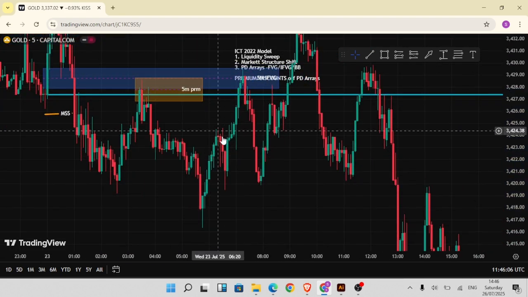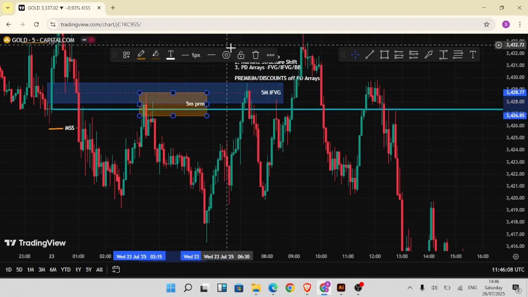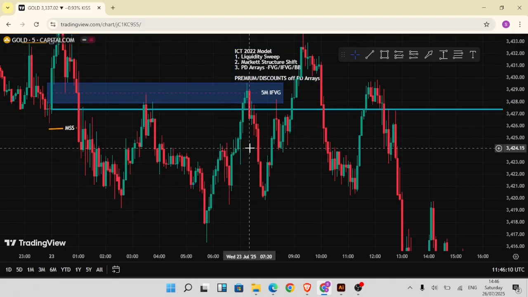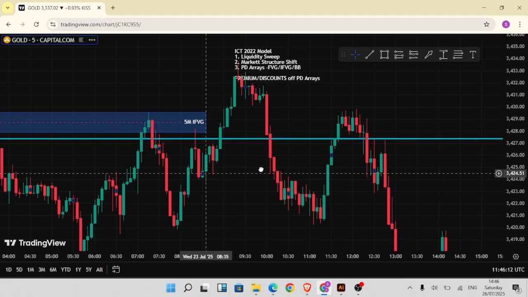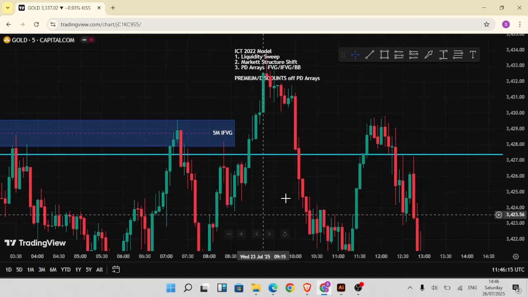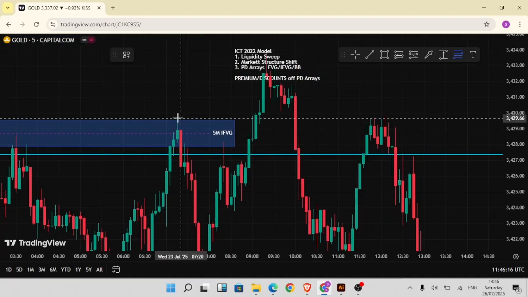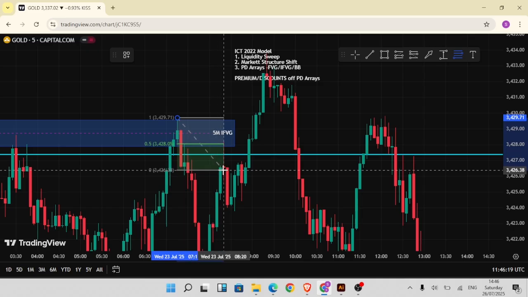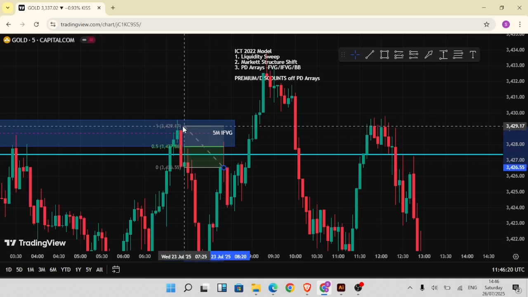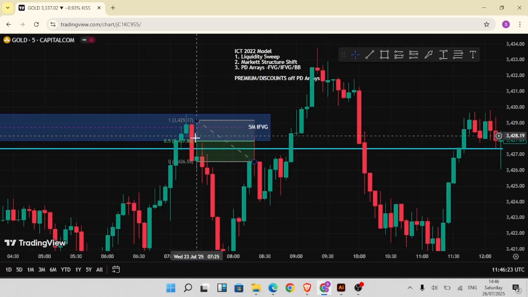Now the second time it does this again, price came back to this premium, this fair value gap, and it gives us another engulfing candle of this area.